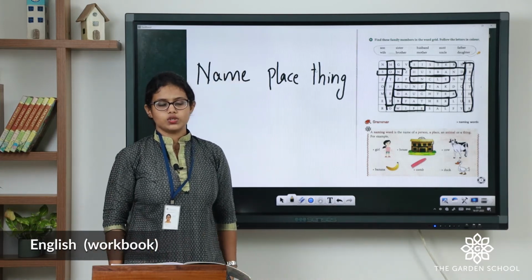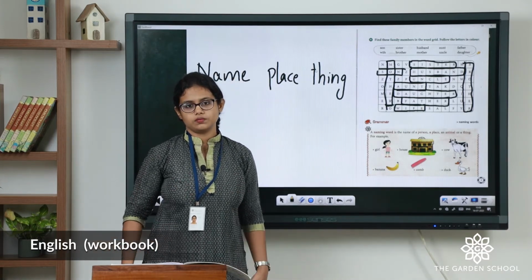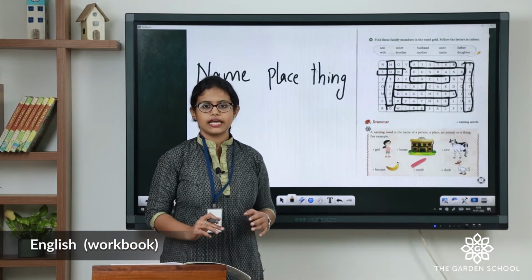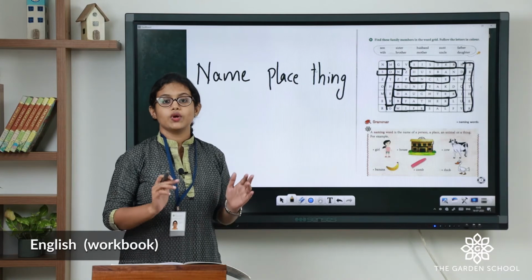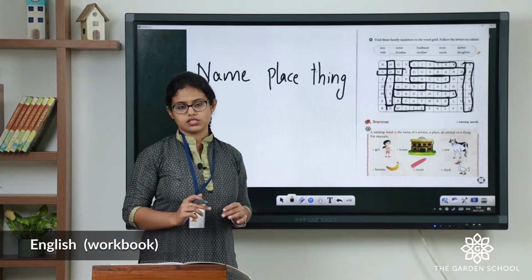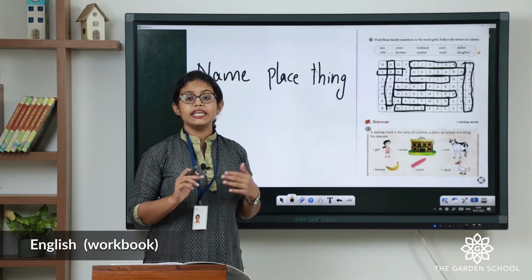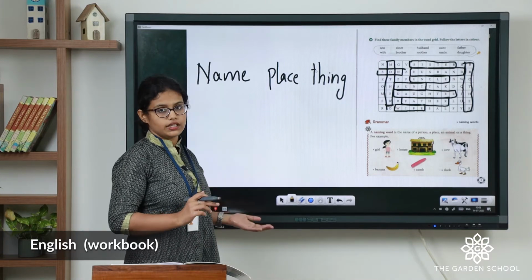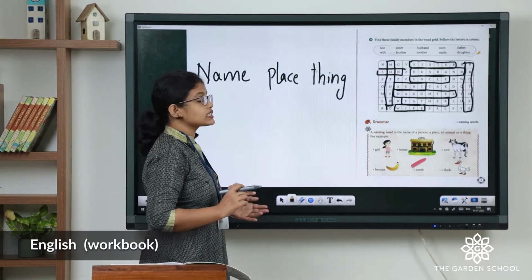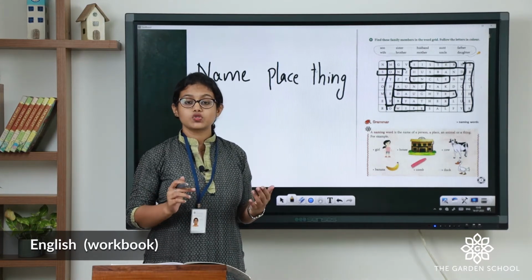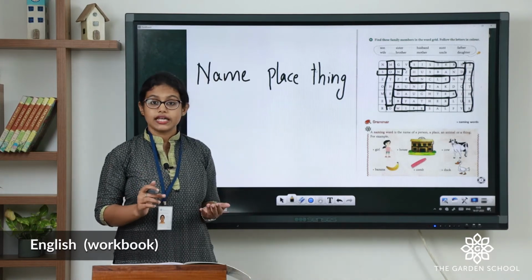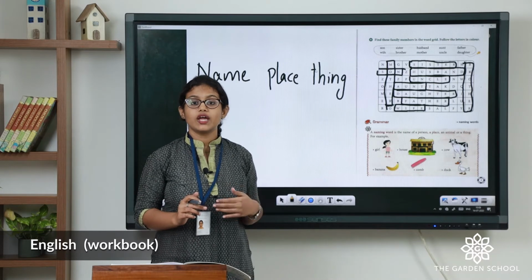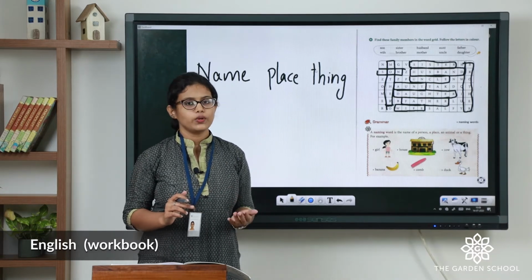So what you are going to do is, I will tell you a letter. For example, the letter is B. So with this letter, you have to write naming words. That is, you have to write a name that starts with B. Then you have to write a place that starts with B. Then you have to write a thing that starts with B. Then you have to write an animal that starts with B.